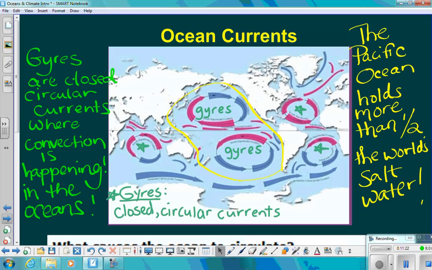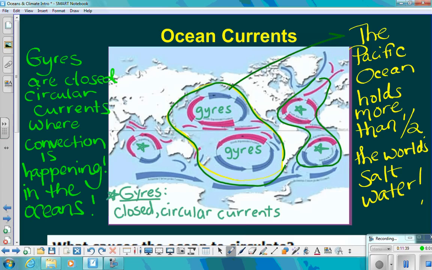I also want to point out the size of the oceans. If you look at here, this is the Pacific Ocean. And here is the Atlantic Ocean. You have several other oceans, but what's important to know is that the Pacific Ocean holds more than half the world's salt water.